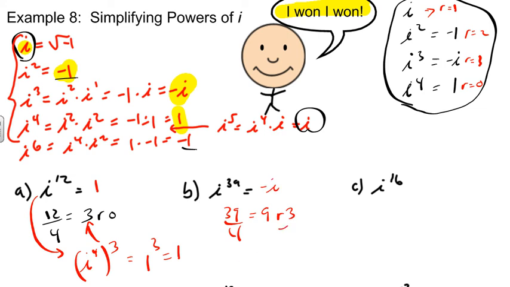Okay, so again, we only look at the remainder. We don't care about the whole number. If there's a remainder of 1, it's i. Remainder of 2, negative 1. Remainder of 3, negative i. Remainder of 0, 1. How about this guy right here? Let's divide 16 by 4. And that goes into it 4 times with the remainder of 0. So since it has a remainder of 0, then that means it must be just 1. So just divide by 4 and then look at the remainder.